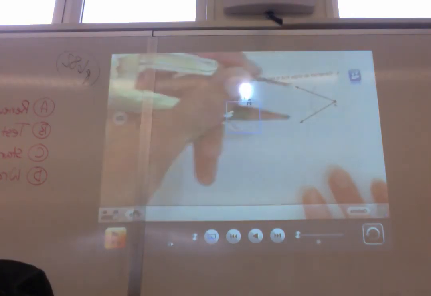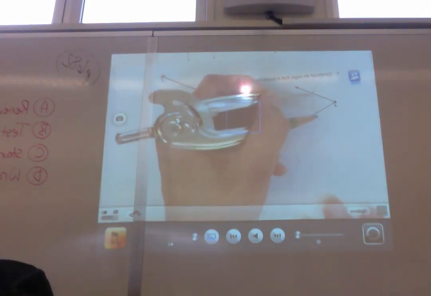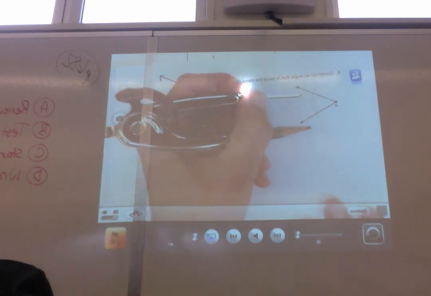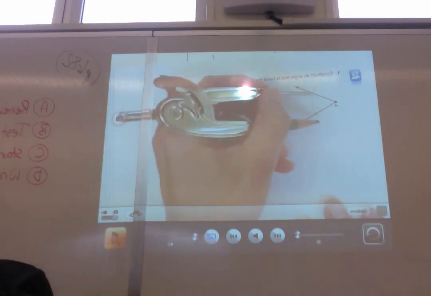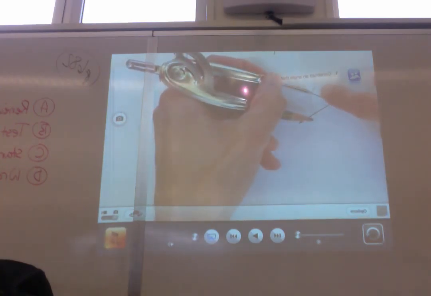Now we're going to take the compass and we may need to adjust its size. Okay, you're going to put the pointy end on where the arc hits.